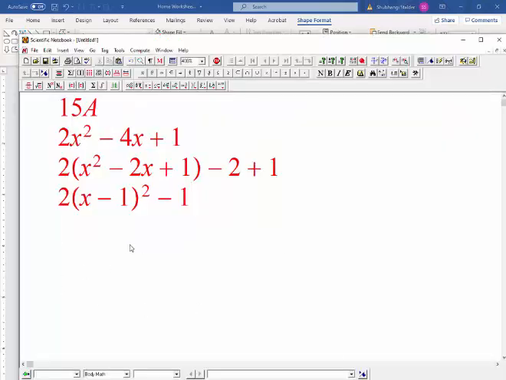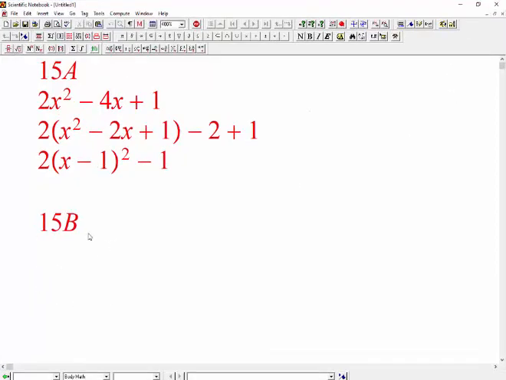Can you read the next one, 15b? Molly, can you read the next one? 3x squared plus 12x minus 5. All right, tell me what to do next. So factor the 3 out first. So we'll have x squared. Somebody give me what I should put in the bracket here then. Plus what? Plus 4x.